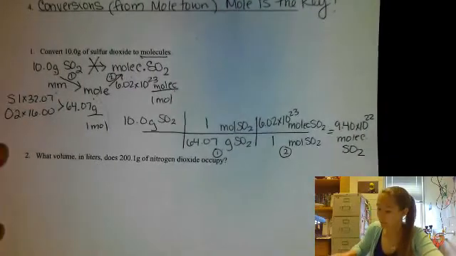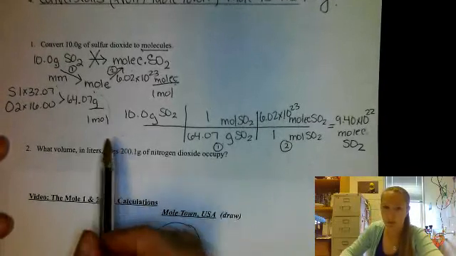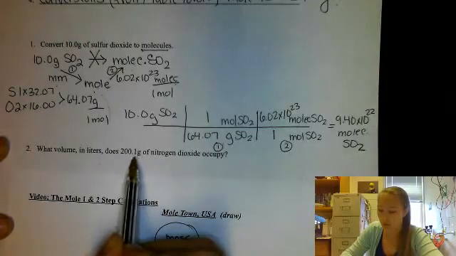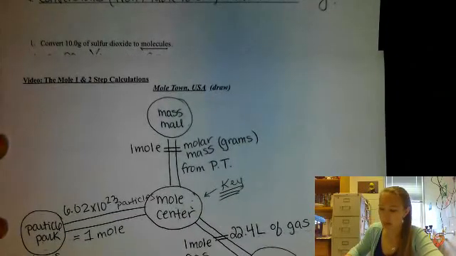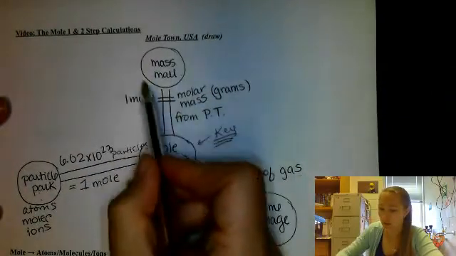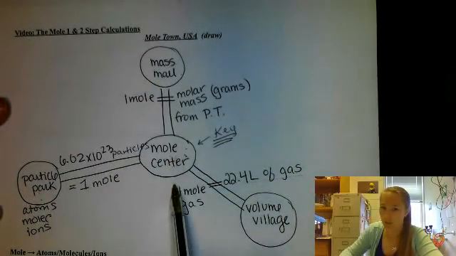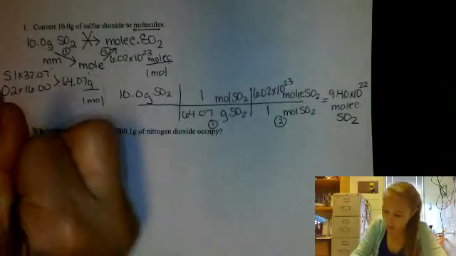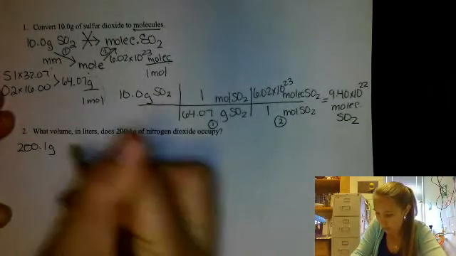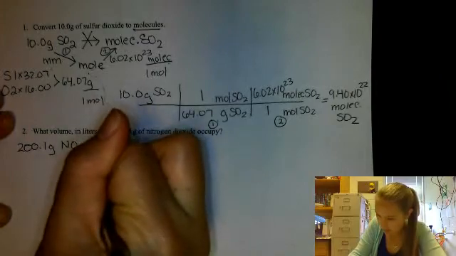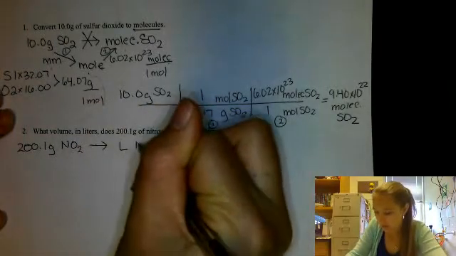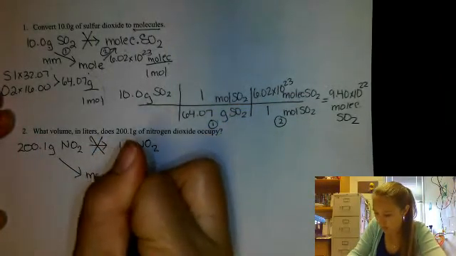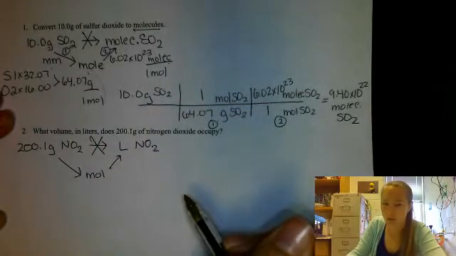Alright, let's try one more. Here I'm going to go from the volume in liters, what I'm looking to find, if I'm given 200.1 grams of nitrogen dioxide. So I'm going from grams, have to convert to moles, from moles to volume. So 2 steps again. So I start with what I'm given, 200.1 grams nitrogen dioxide, to liters nitrogen dioxide. I can't do it in one step. I first have to go to moles, then from moles, I can go to liters. So I have 2 steps.